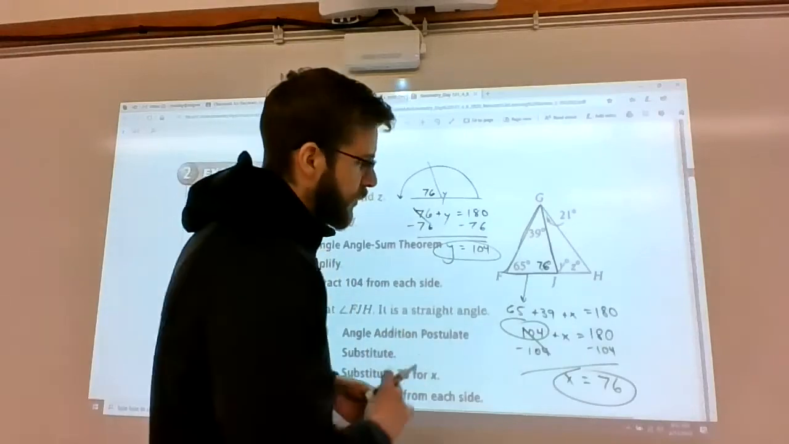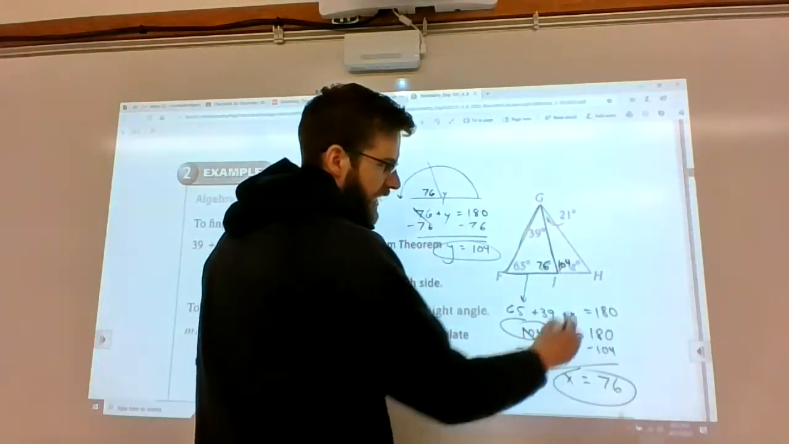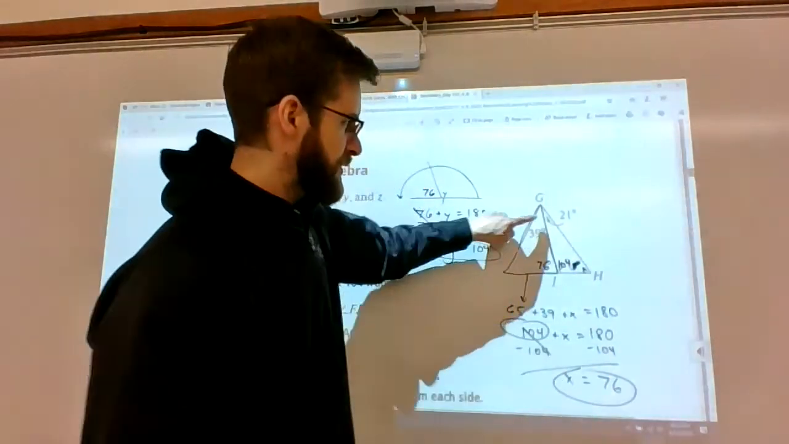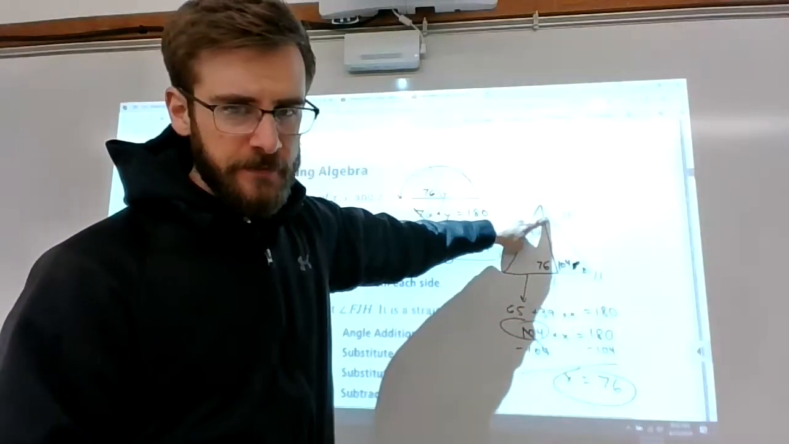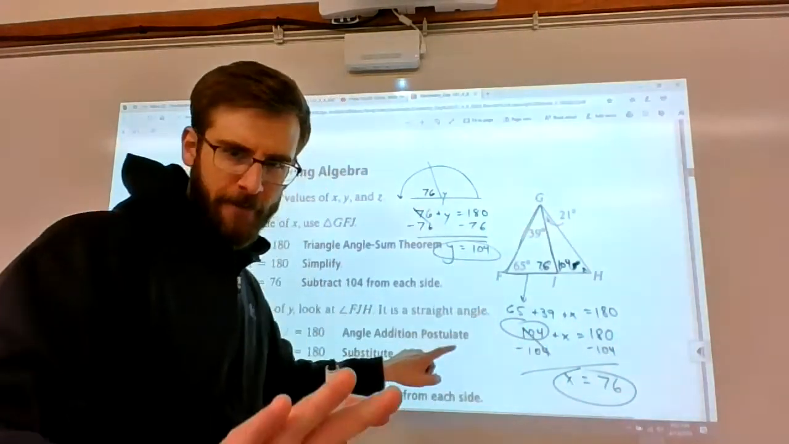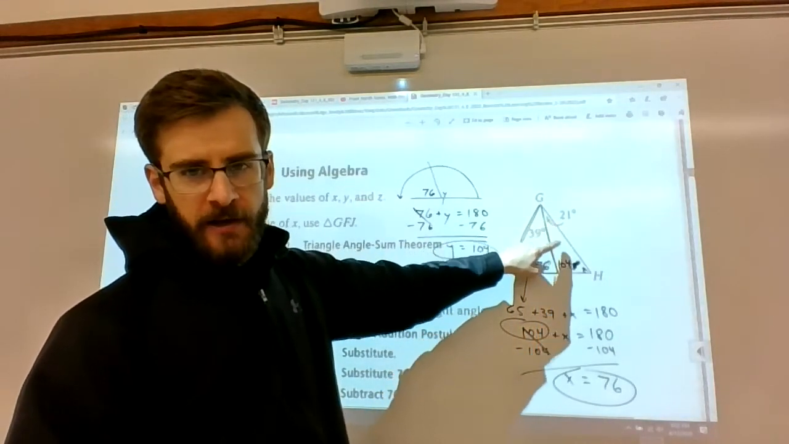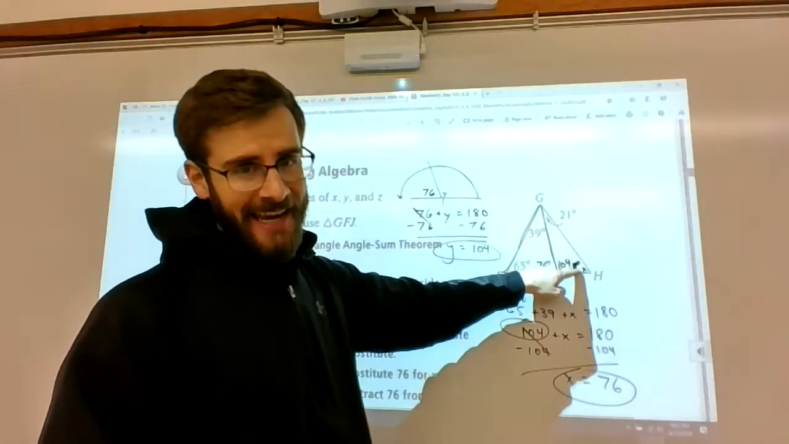So now, we've got 104 right here. We have z in the corner. So this triangle here has 21 degrees. I'm sorry, I think it's 2. Okay, there we go. So this right here, 21 plus 104 plus z equals 180.